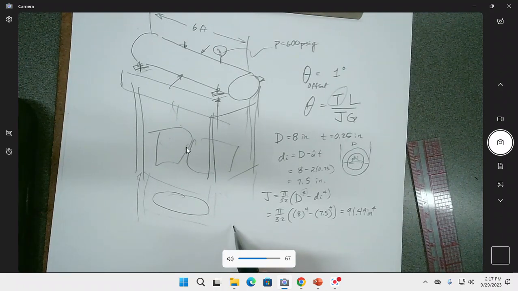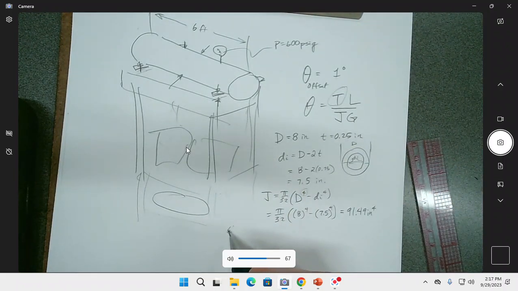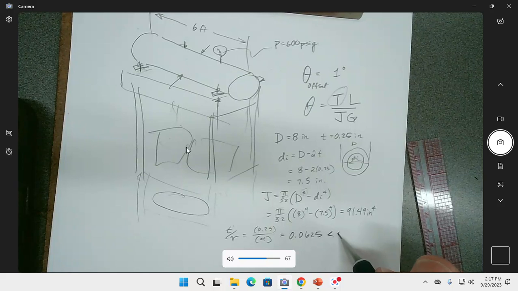So let's go. It doesn't matter which R, so we're going to use 4 inches. The thickness over R is going to be 0.25 divided by 4, and that should be thin. 0.0625, which is less than 0.1, therefore thin.